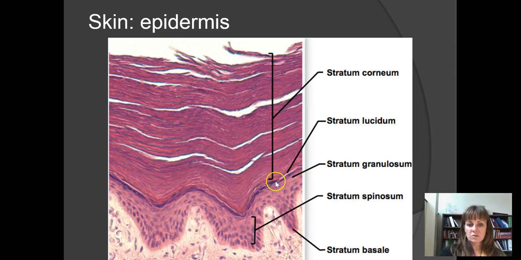Stratum lucidum is 1 to 3 cell layers thick. It's actually quite thin. Okay. And then lastly, we have the stratum corneum, which can be between 15 and 30 layers of cells going up. Okay. So even though thick skin has this extra layer, the stratum lucidum, it's actually the very thick stratum corneum that makes that skin there able to be a little bit thicker than in other areas of your body.